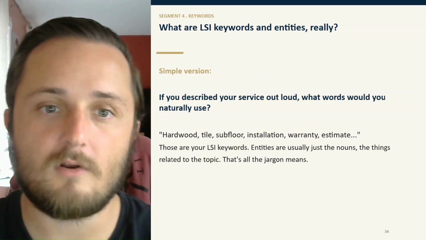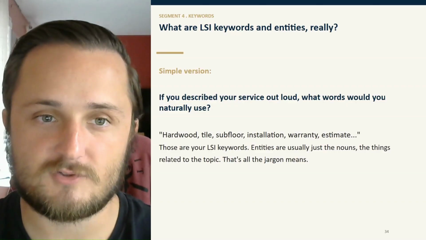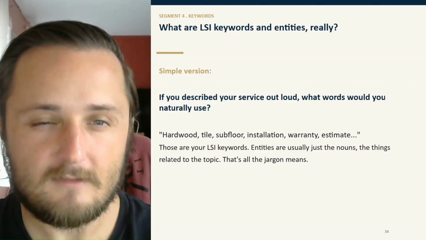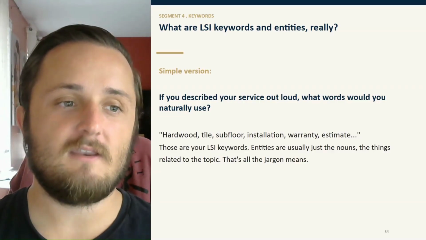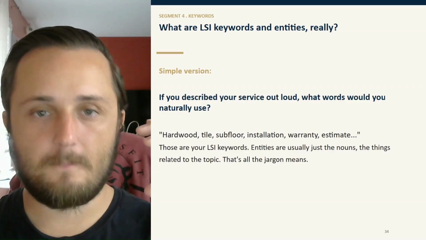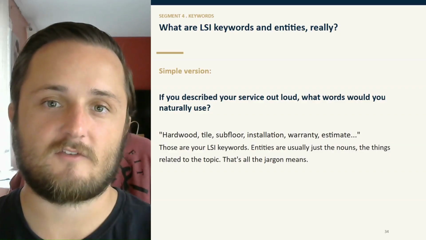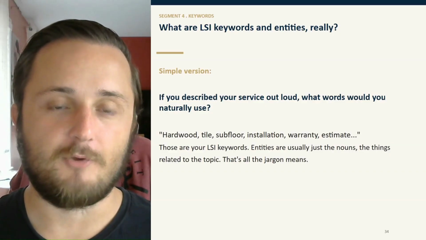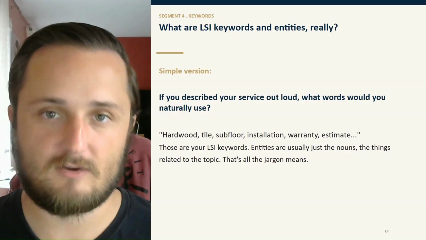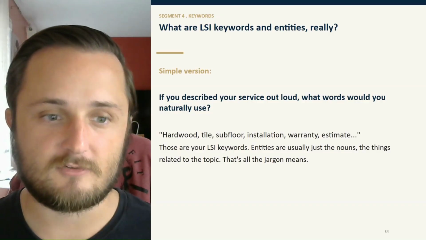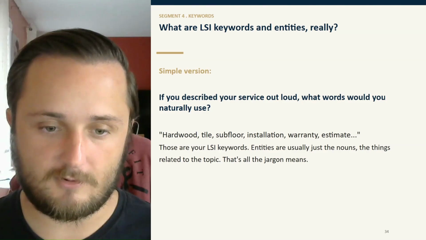Below is, what are LSI keywords and entities really? A super simple version: LSI keywords and entities sound confusing, but what you really need to consider is a conversation. Let's say you're having a conversation with a customer. Maybe you're talking to another flooring contractor, okay? And you're describing providing your service of installing flooring, right?